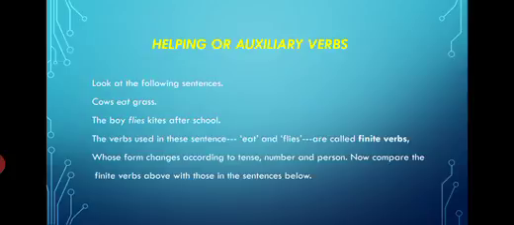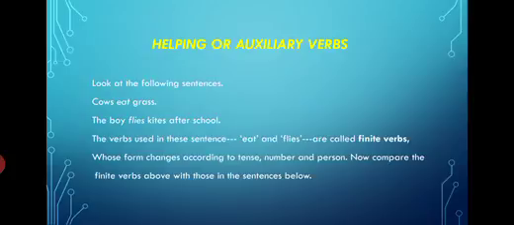Now compare the finite verbs above with those in the sentences below. Here, in the above sentences, cows eat grass, eat, and the boy flies kites after school, flies. These two are called finite verbs. Eat and flies are called finite verbs. These finite verbs will change according to the tense with the help of auxiliaries or helping verbs.